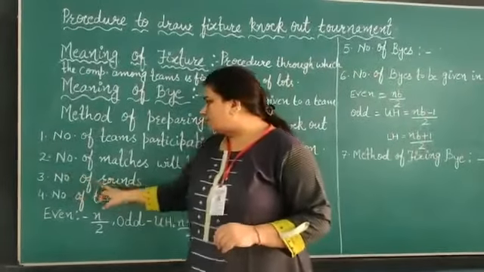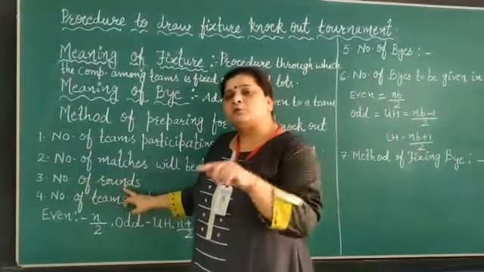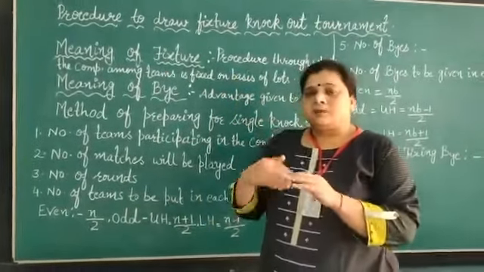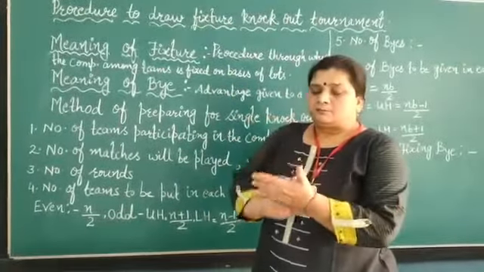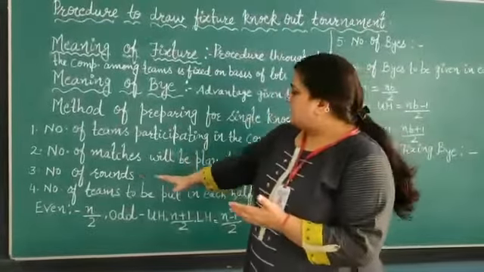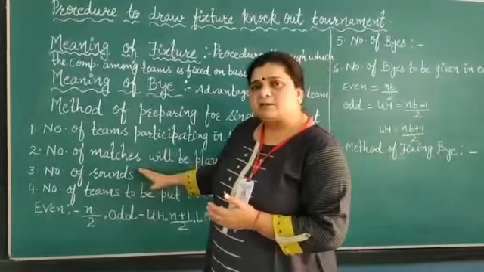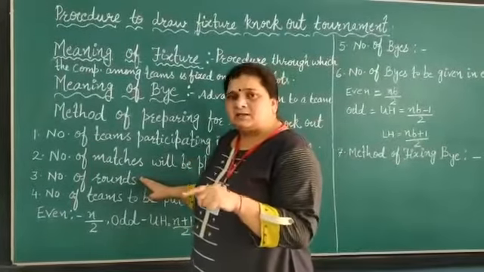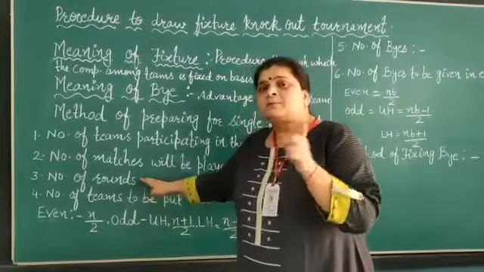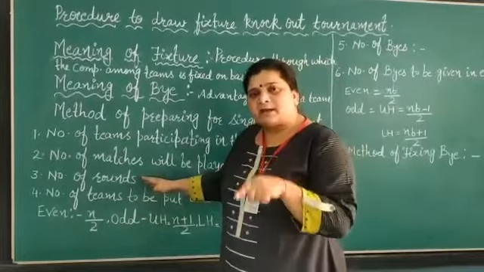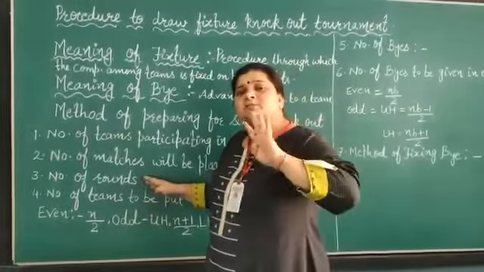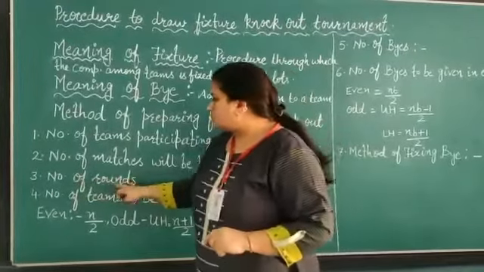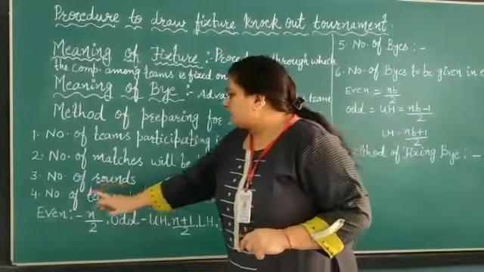Next comes the number of rounds. How many rounds will be taking part? So number of rounds will be considered by power of 2. 11 is the number of teams participating, and the next number that is a power of 2 is 16. So how does 16 come? 2 multiplied by 2 multiplied by 2 multiplied by 2. 2 is multiplied 4 times, then comes 16. So number of rounds will be 4.